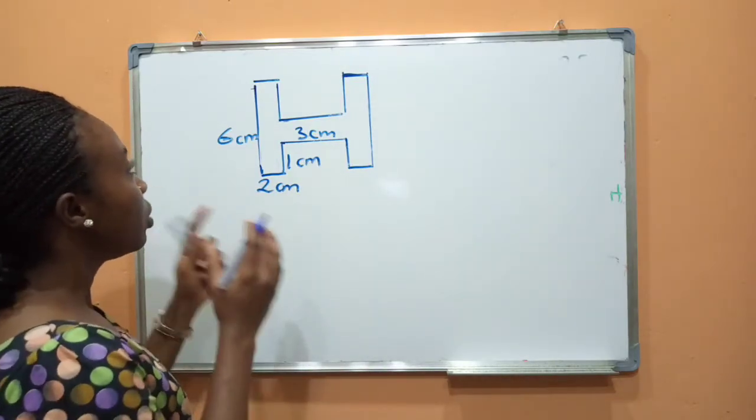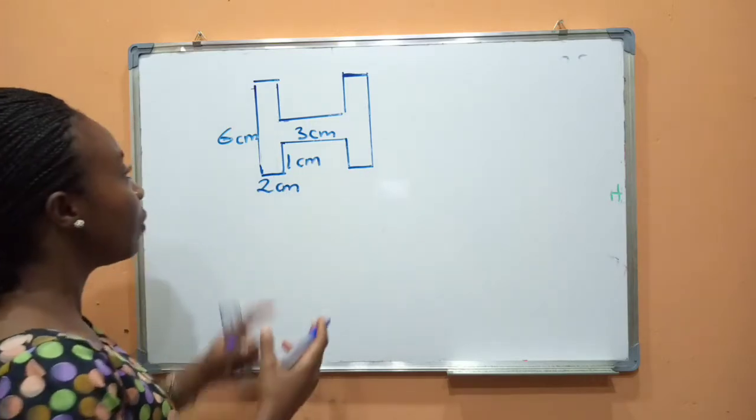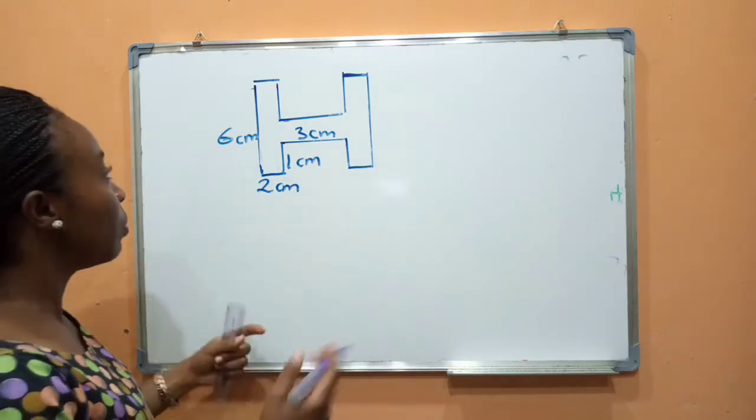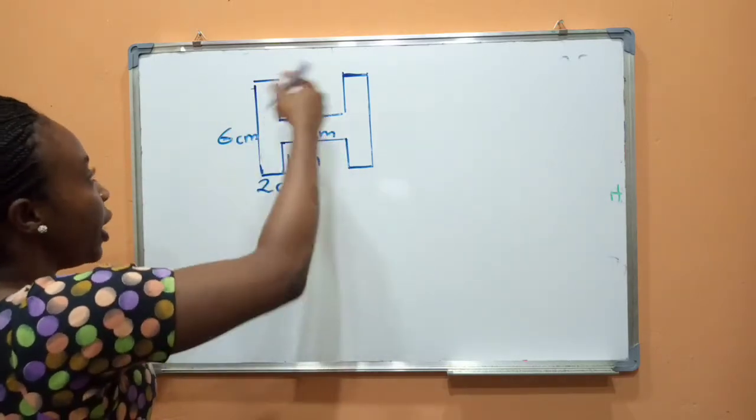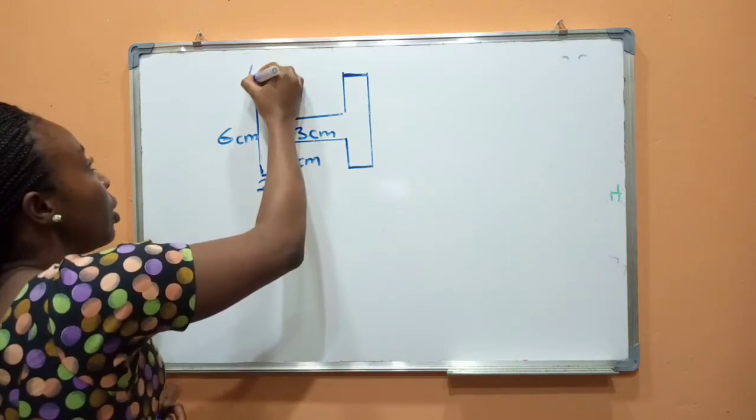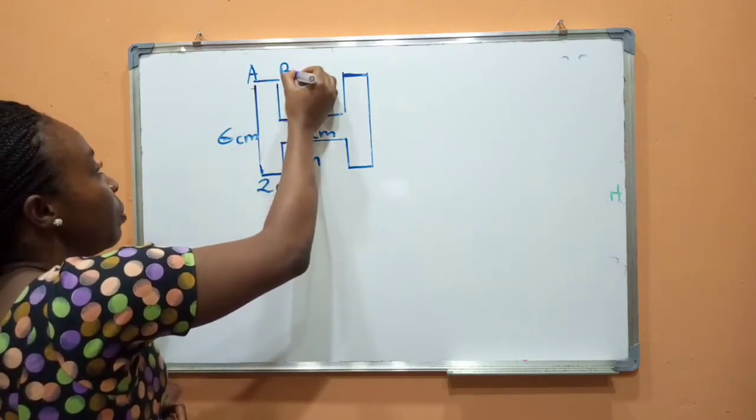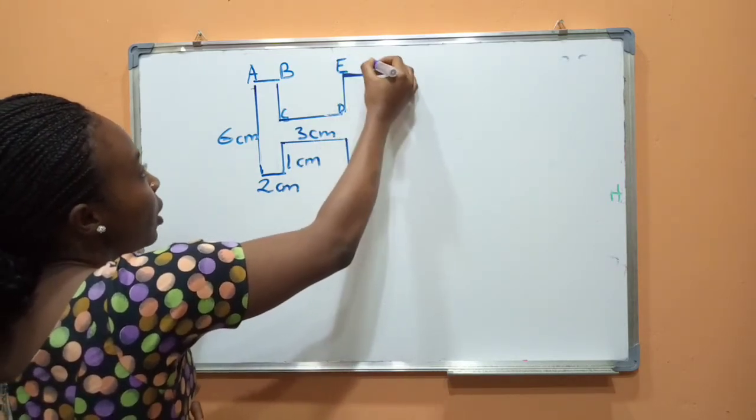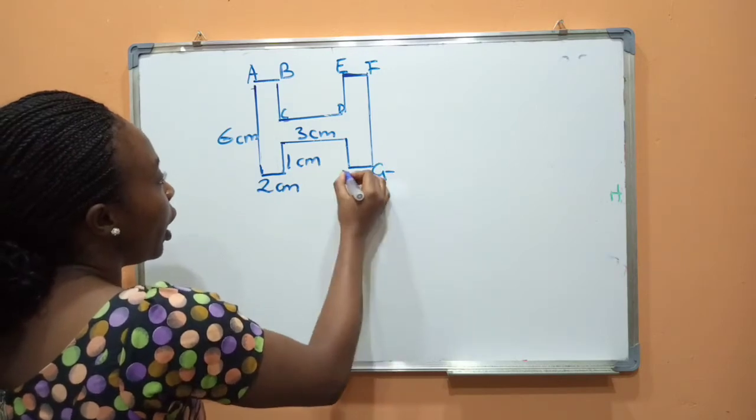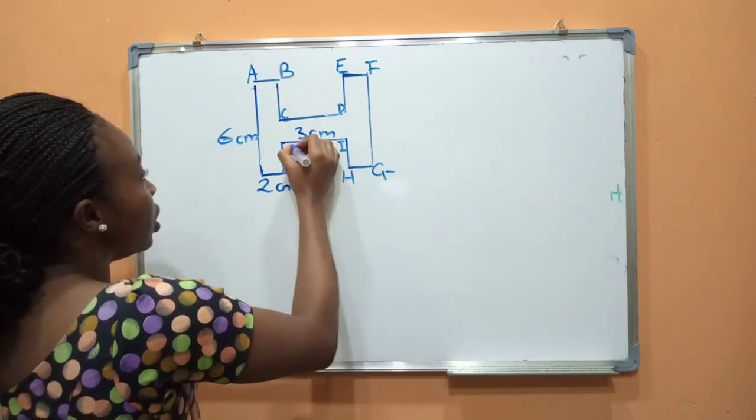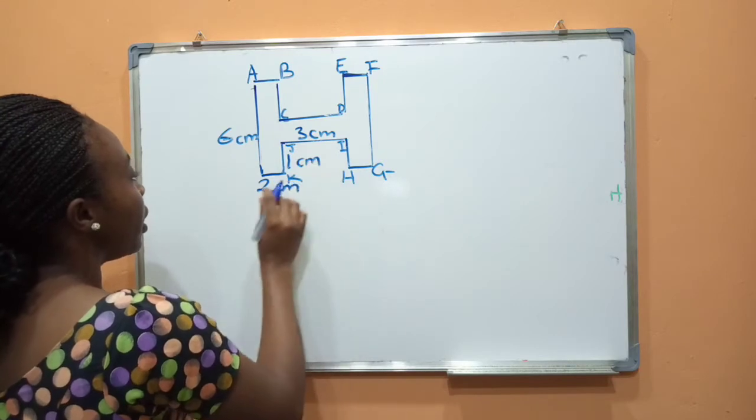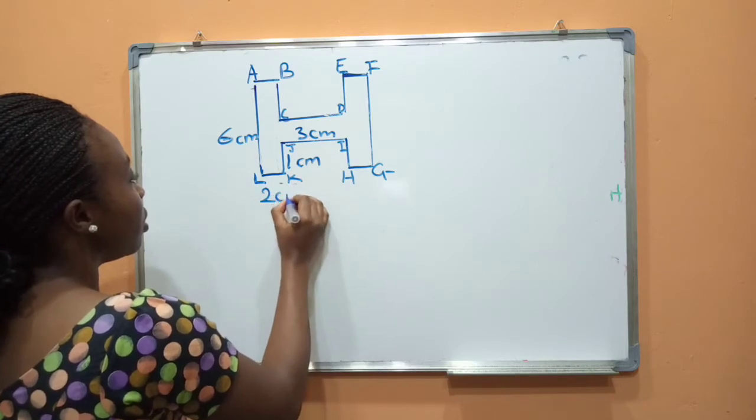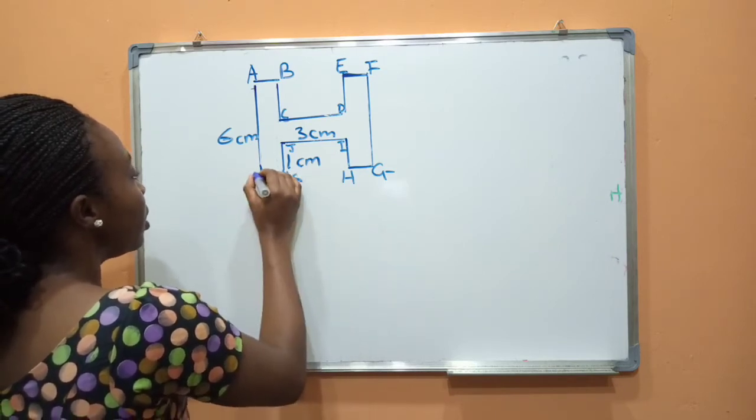Let's still name the irregular shape. We have the alphabet H here as an irregular shape. Let's name it alphabetically. You can start from any edge you want, okay? So I choose to start from here. We're going to have here as A, here as B, here as C, here as D, here as E, F, G, H, then here as I, J, then K, and L. We have K and L.